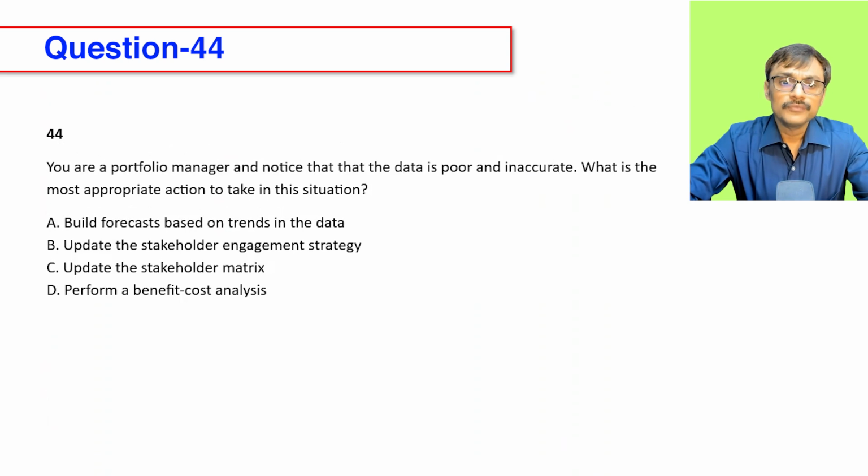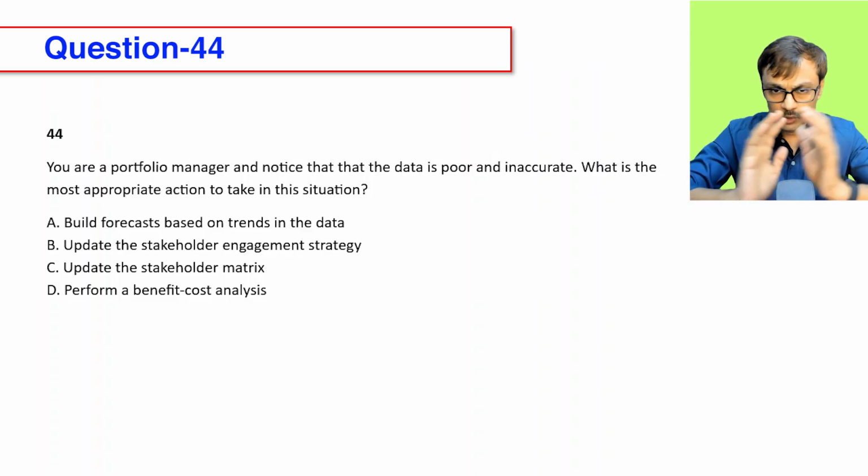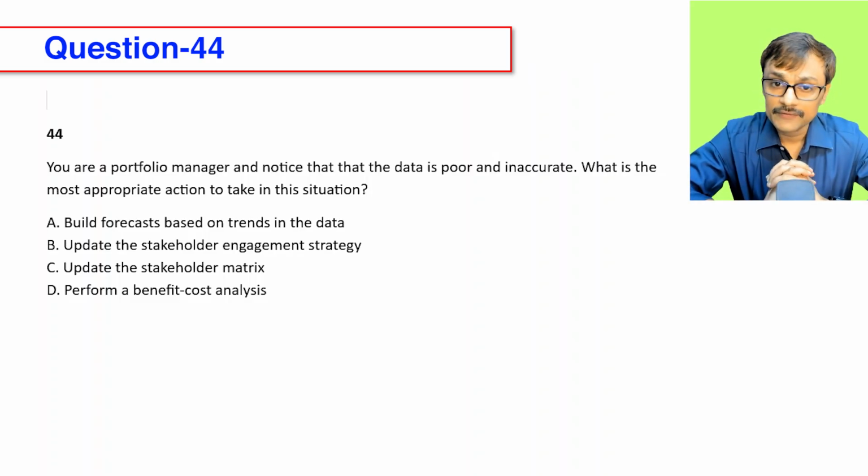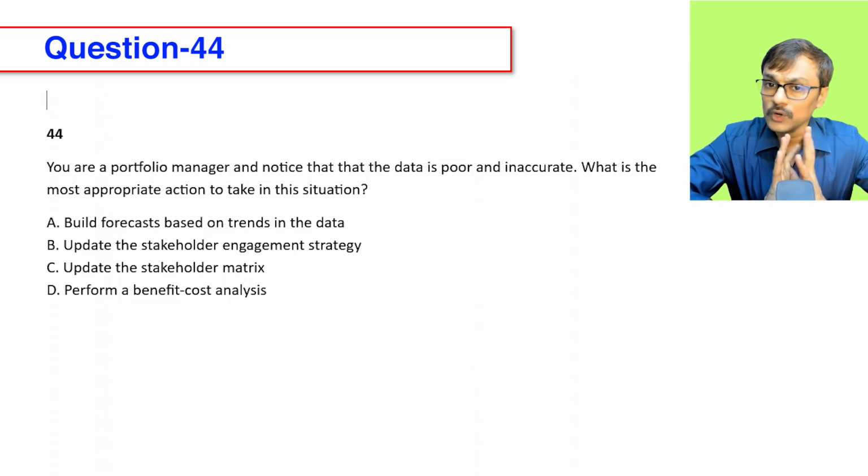Question number 44. You are a portfolio manager and notice that the data is poor and inaccurate. What is the most appropriate action to be taken in this situation? Now you can expect such kind of questions when you are compiling the data and it may have inconsistencies. Now, it depends upon what choices are available. If there is a choice where you can say, I can work out with the team and fix the data so that we can have a good quality result, that's a good choice.